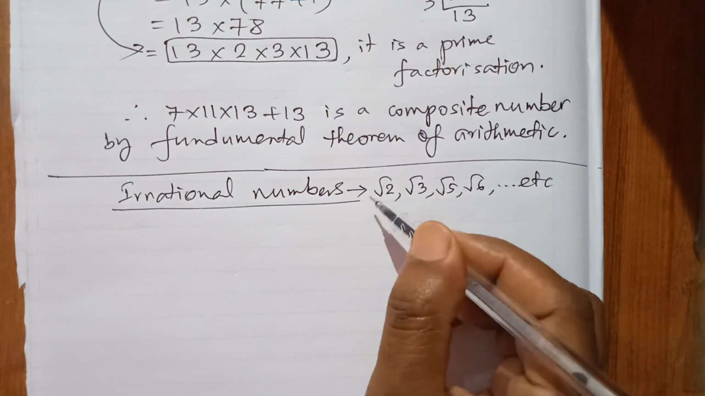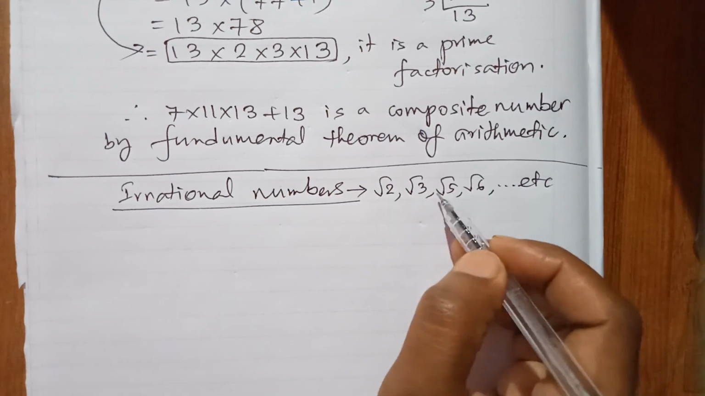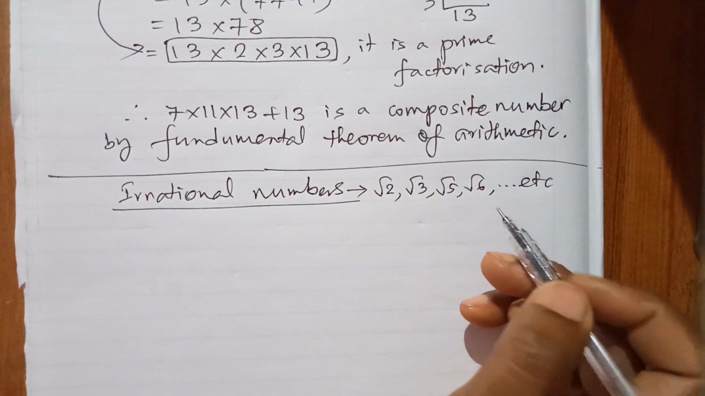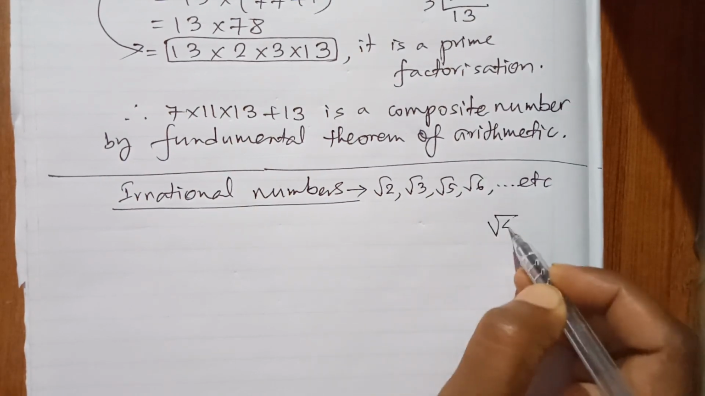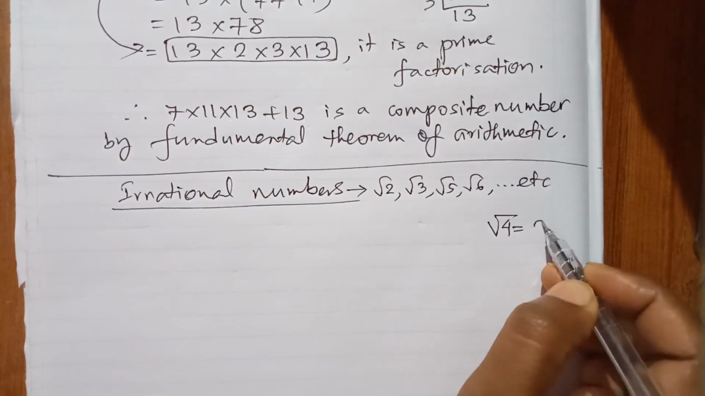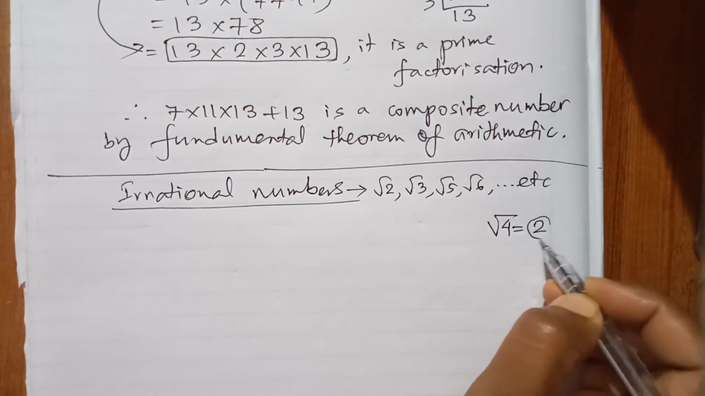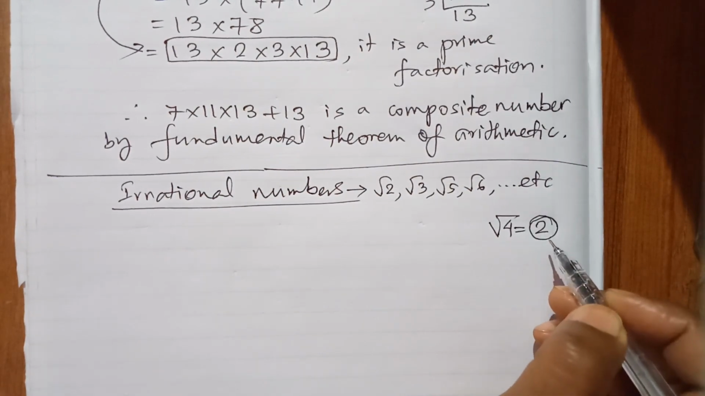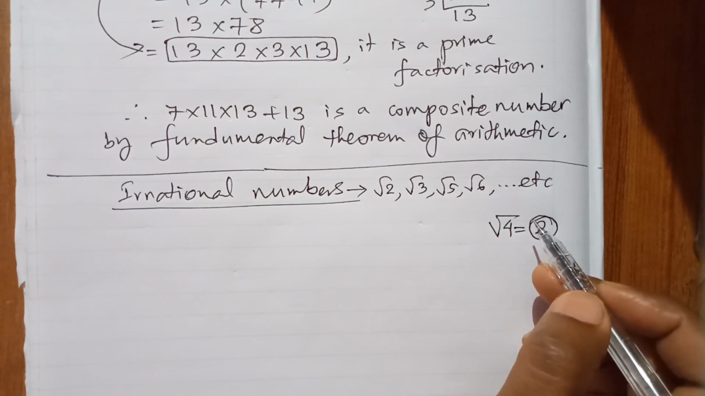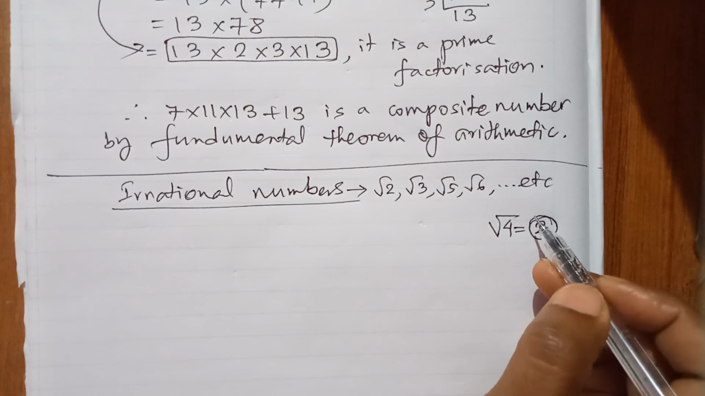treated as irrational numbers. But here you see after root 3 it should come root 4, but root 4 is not an irrational number, because root 4 I can get the perfect square root, that is 2, and it is a rational number. So root 4 is not irrational. Like that, root 9 is not irrational, root 16 not irrational. They are always rational numbers because you can find their perfect square root.